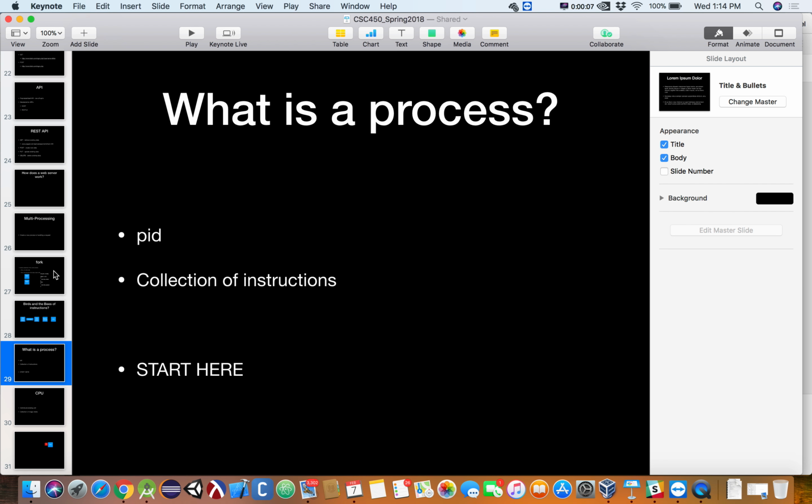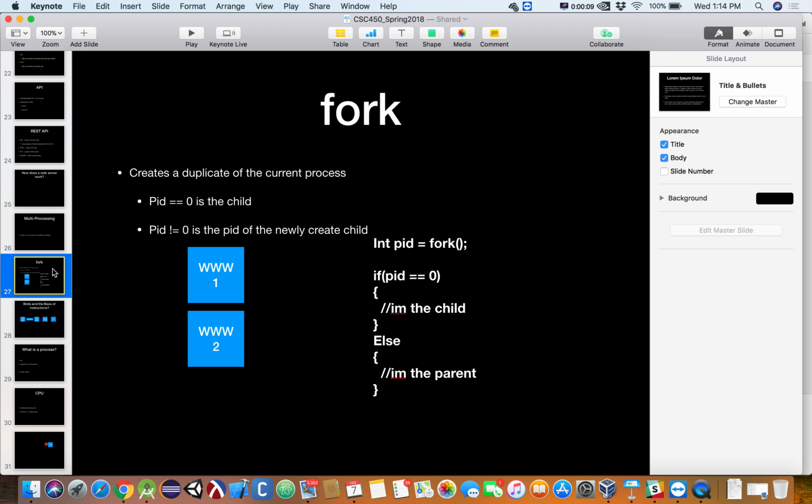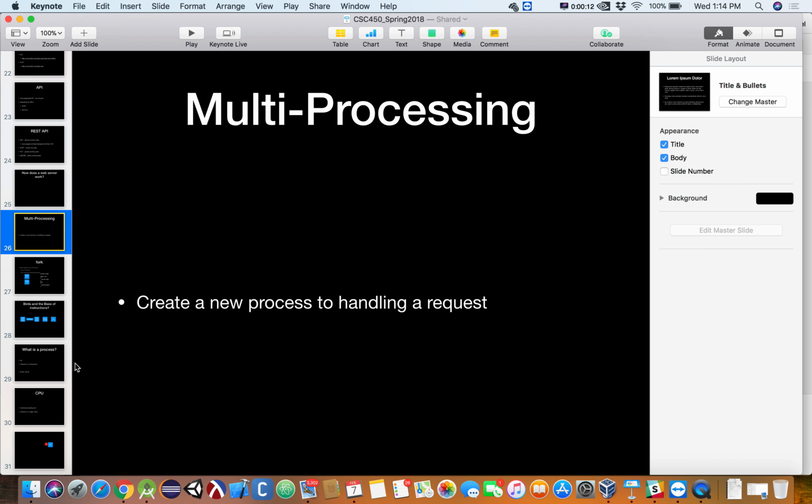Okay. So remind me, we talked last time about the fork system call. What does that guy do? Creates a duplicate process that doesn't know that it was cloned. Okay. And then returns the process ID to.